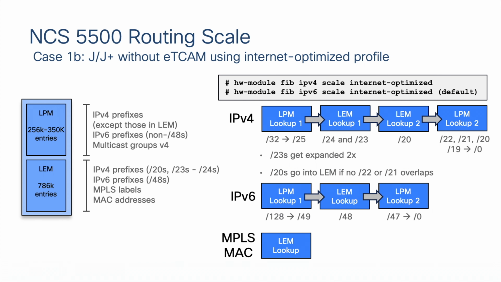3 years ago, we had customers who didn't want to invest in systems with eTCAM, still they wanted to program full IPv4 and IPv6 views, so we created specific optimization to organize the routes differently, no longer giving precedence to v4/32, and to make the best possible use of LEM and LPM space. So that's the Internet Optimized mode.